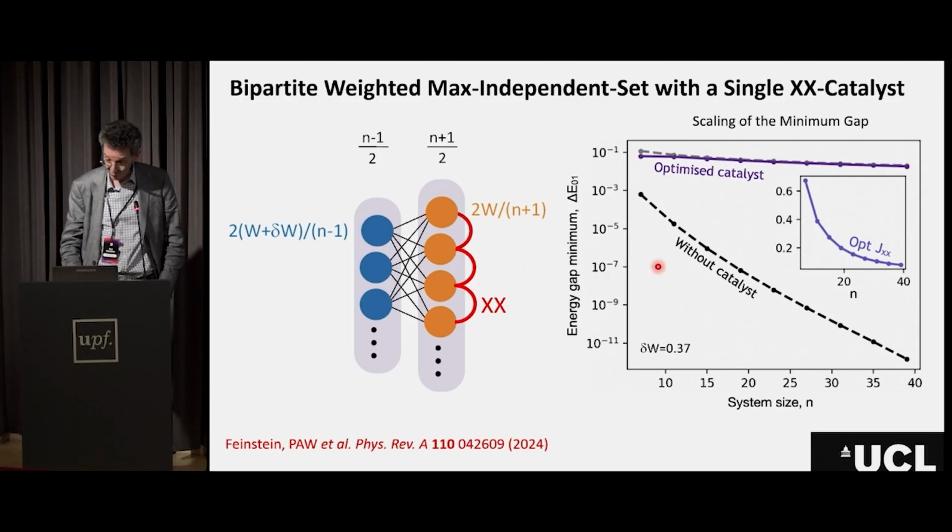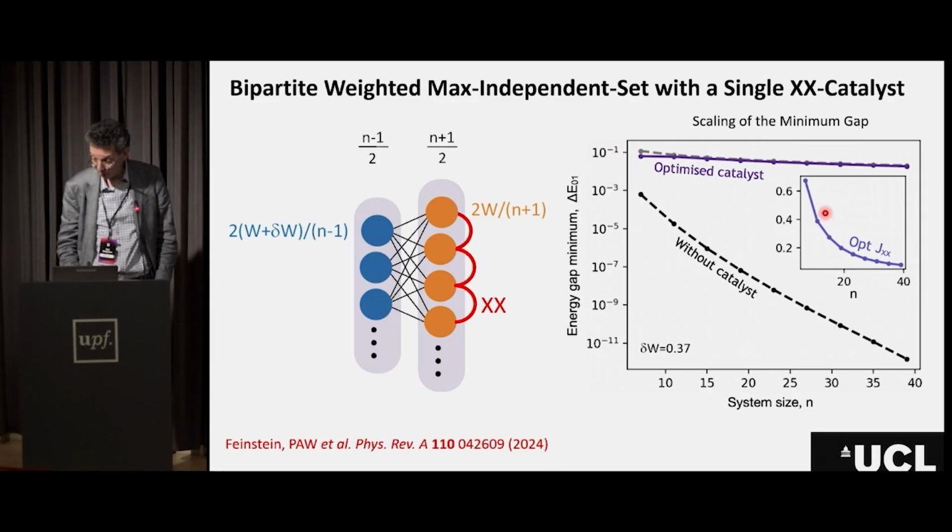If you look at the simulated graphs of the energy gap minimum as a function of system size, going out to 39 spins in this case, if we don't have a catalyst, we have this very nasty looking exponential scaling of the minimum gap. If we add some catalyst where the number of catalyst pairwise terms in the Hamiltonian scales linearly with the number of qubits, and we optimize the strength of this XX interaction in the form of a catalyst, we get a significant enhancement of the gap as shown here.